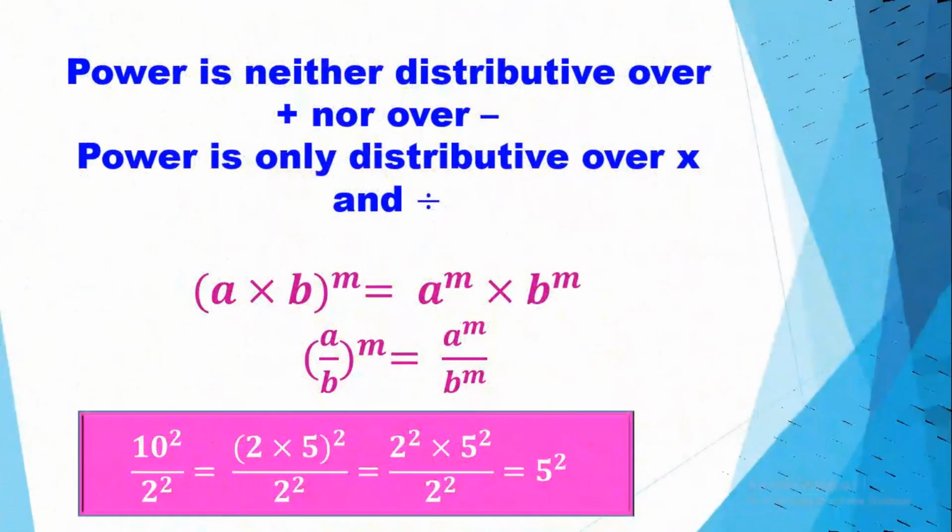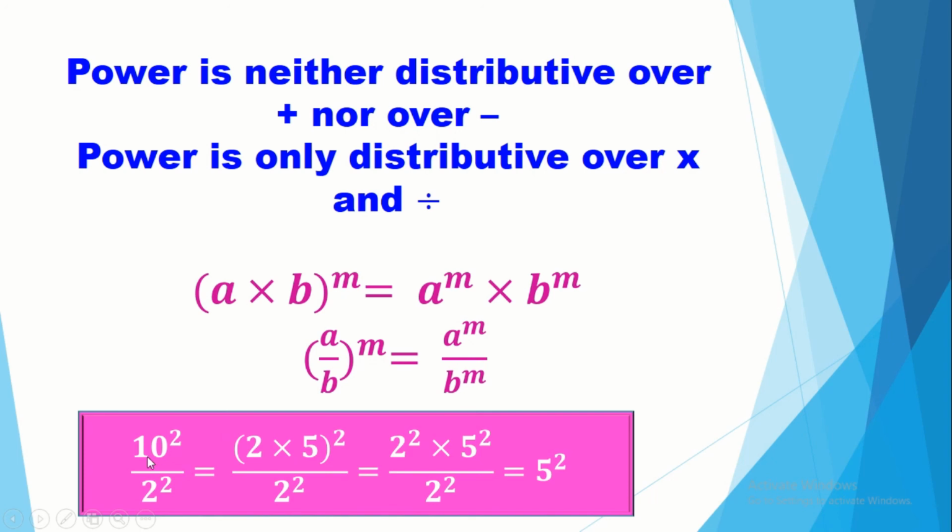So the most important rules that we should keep in mind for power are: power is neither distributive over plus nor over minus, but power is only distributive over times and divided by. So a times b all to the power m equals a power m times b power m. We can distribute this power over times. Also, when we have divided by a over b all power m, it's a power m over b power m.